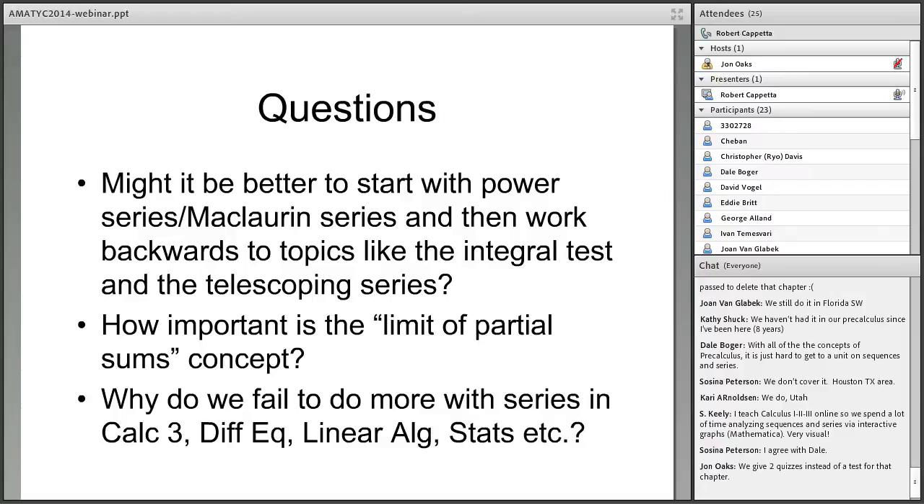One thing I'd like to know is why don't we do more with series in our traditional Calc 3 classes, linear algebra classes, stats classes? I do quite a bit in differential equations. Some people don't. But if we are going to spend a significant amount of time in Calc 2, you'd like to think it's going to show up later. Certainly it shows up later in advanced mathematics, but for many of these students, they're going to see series in Calc 2 and really never see them again, or see them for one unit in differential equations.